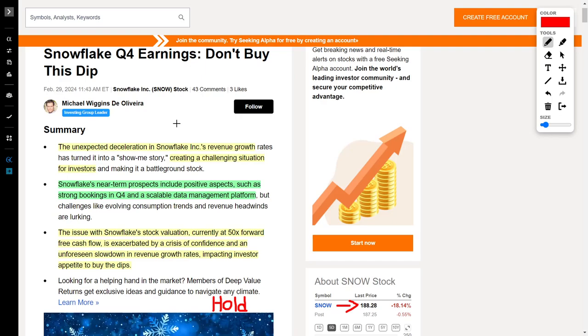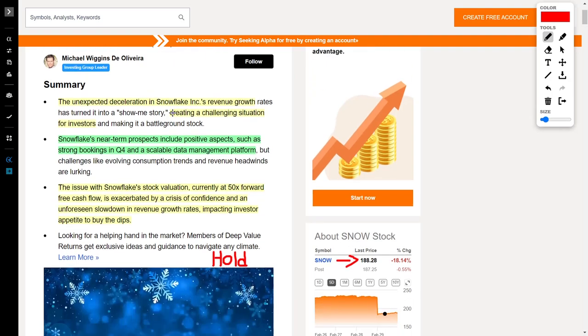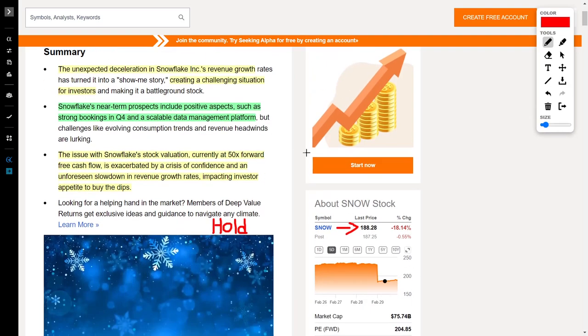The reason why their shares are decreasing right now is because of unexpected deceleration in Snowflake's revenue growth, and this is creating a challenging environment for investors. However, investors need to be aware that Snowflake's near-term prospects actually look pretty positive, because they have strong bookings and a very scalable data management platform. If you didn't know, Snowflake is a data warehouse company, and I believe the future of this company is extremely bright. However, there is a problem here, considering that they are overvalued right now.